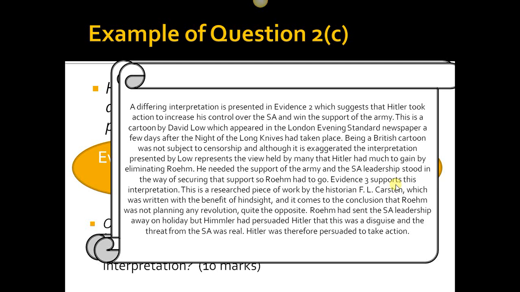This is a research piece of work by the historian F.L. Karsten, which was written with the benefit of hindsight, and it comes to the conclusion that Rome was not planning any revolution, quite the opposite. Rome had sent the SA leadership away on holiday, but Himmler had persuaded Hitler that this was a disguise and the threat from the SA was real. Hitler was therefore persuaded to take action. I think when you actually look at those answers, you can see what you're meant to do there. There will be 3 pieces of evidence.